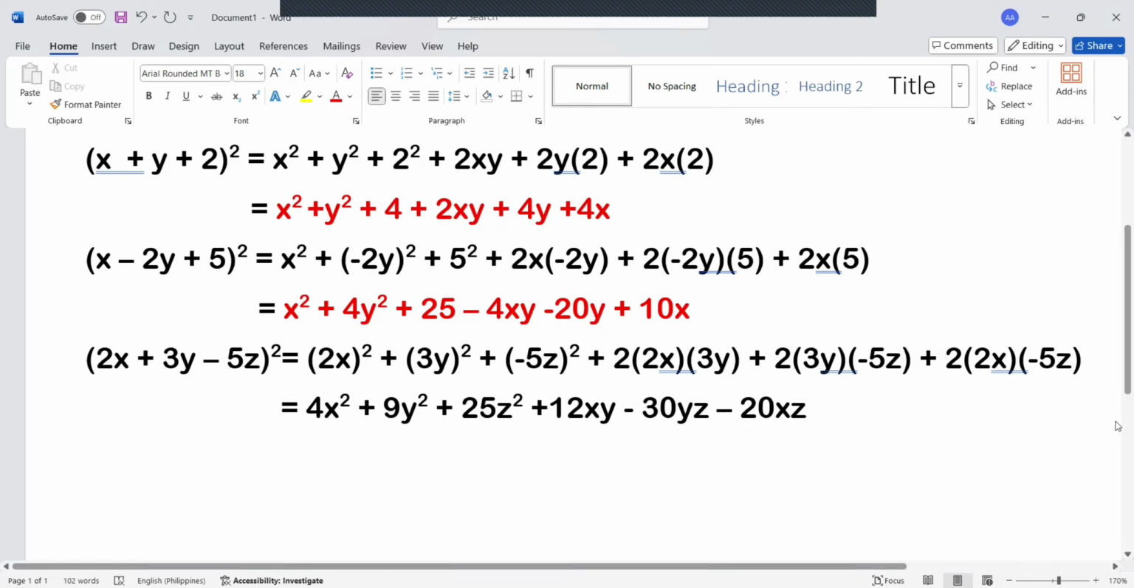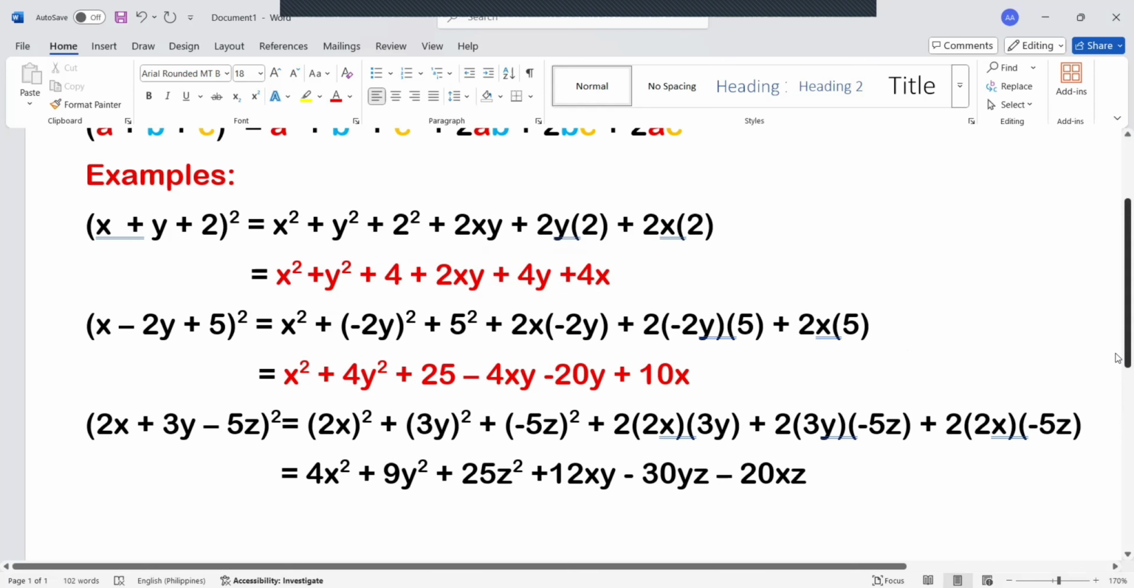So that's how we find the product of the square of trinomial.